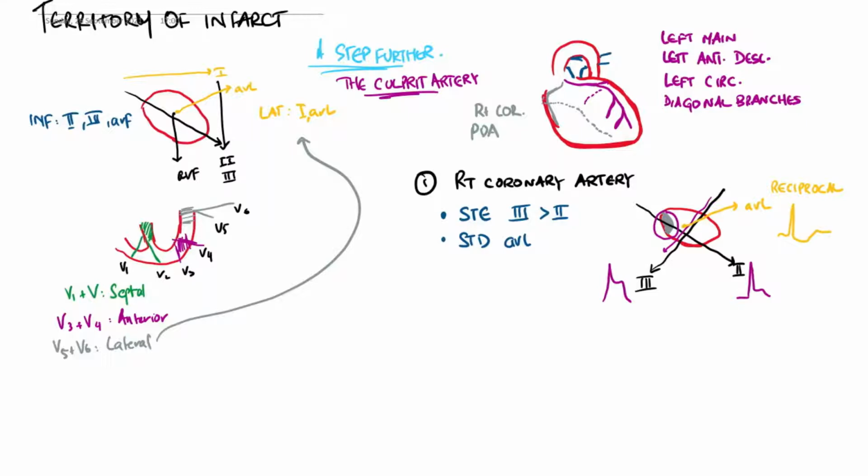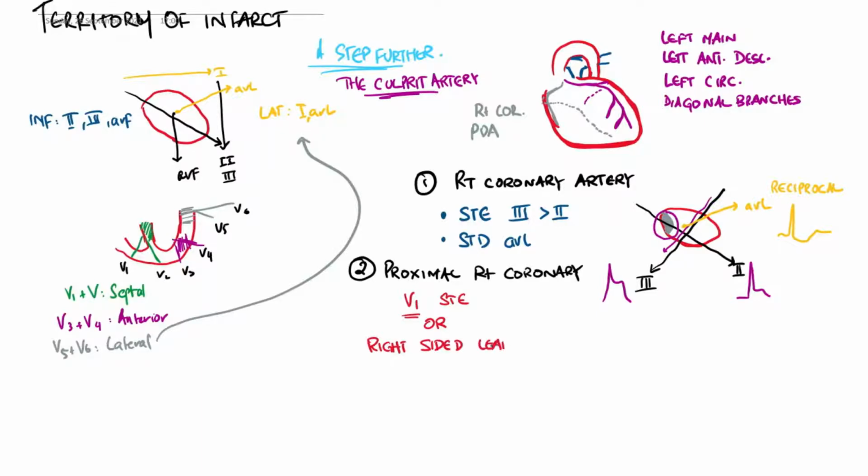Another feature of a right coronary artery lesion, especially when it is the proximal right coronary artery, is going to be the fact that there will be ST elevation in lead V1. Now, this happens because the right side of the heart is closer to lead V1.